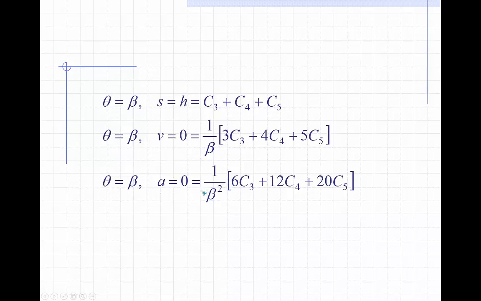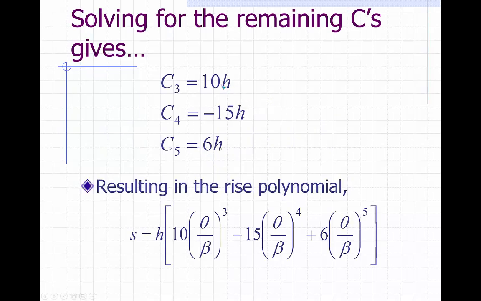And so you'll notice that we have 3 equations and 3 unknowns, c3, c4, and c5. Again, we can do this solution by hand, or we can put each equation into matrix form, these 3 equations in the matrix form, and solve, finding that our c3 is equal to 10h, our c4 is equal to negative 15h, and our c5 is equal to 6h, resulting in a rise polynomial as shown here, where position is equal to the following.